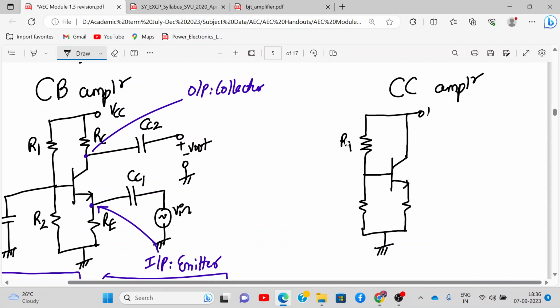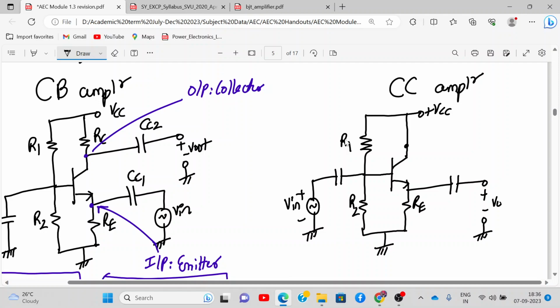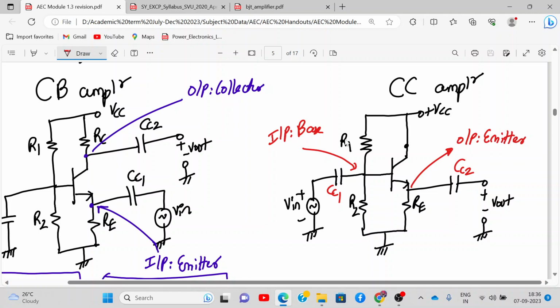R1. Let me draw plus VCC. So this is my collector terminal. Input is applied to the base terminal over here. V in. This is R2, RE, and output is taken from the emitter terminal. That's the difference. This is V out. This is CC1, CC2. Input is applied to the base, and output is taken at the emitter. Sorry, and the collector is directly connected to VCC. So this configuration is the common collector configuration.